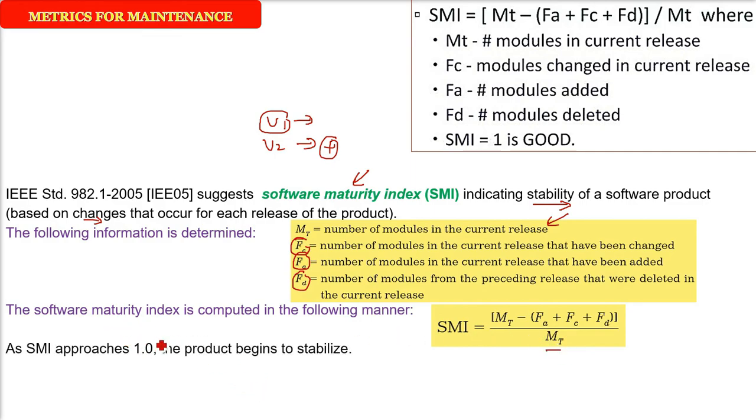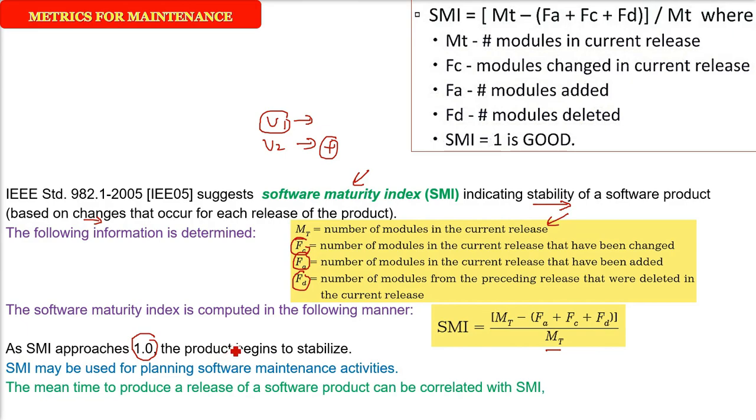As this SMI approaches 1.0, we can assume that the product is beginning to stabilize. SMI may be used for planning software maintenance activities. The mean time to produce a release of a software product can be correlated with SMI, and empirical models for maintenance effort can be developed.